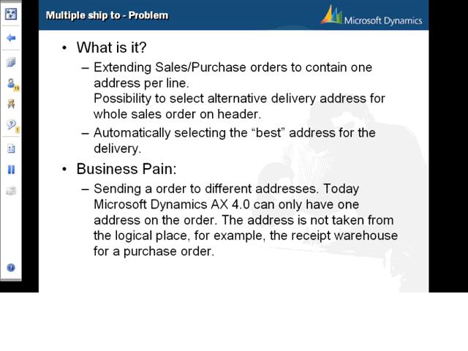What is the business pain? Sending an order to different addresses. Today, Dynamics AX can only have one address on the order. The address is not taken from the logical place, for example, the receipt warehouse for a purchase order.